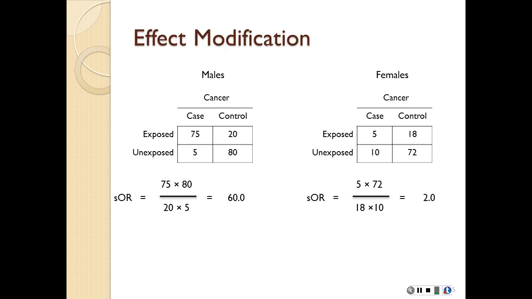Now, we're not going to go into the statistical tests that actually determine whether or not these two stratum-specific odds ratios are statistically significantly different. We're just going to say if they look pretty different, we're going to go with it, okay, for the purposes of this class. Does that sound good? Because if they're different, in an example I give you, they're going to be drastically different.